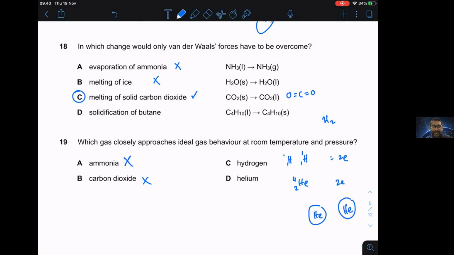So in this case, the best answer for ideal gas behavior is going to be helium. Okay, helium, no intermolecular forces. And then the distances are far greater from each other and so on. So helium will definitely be the best answer for this.